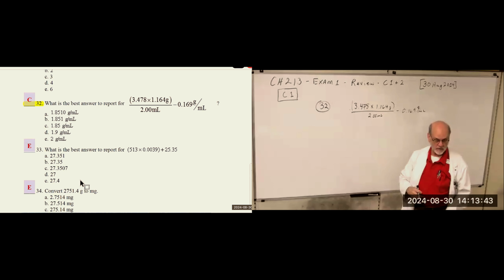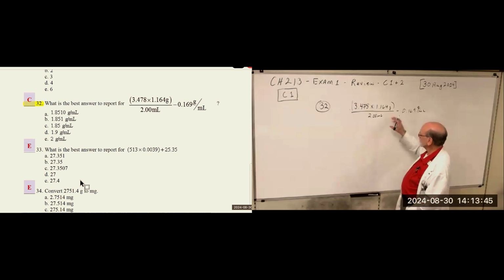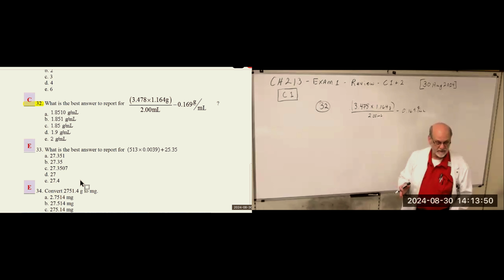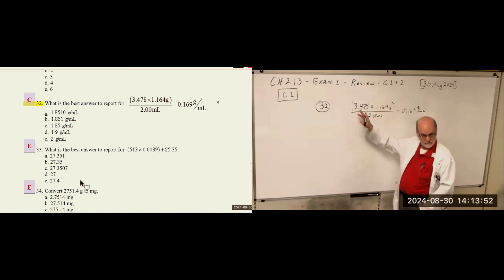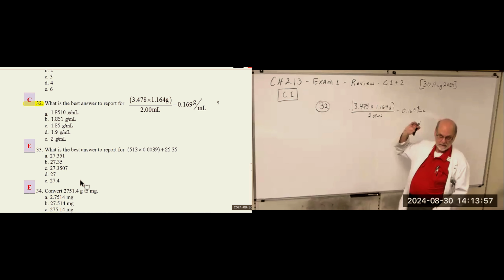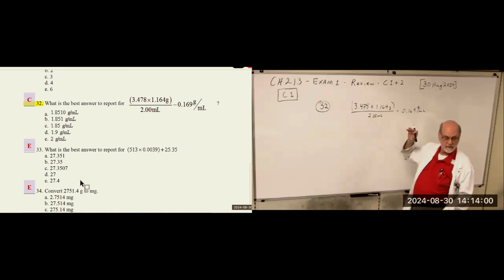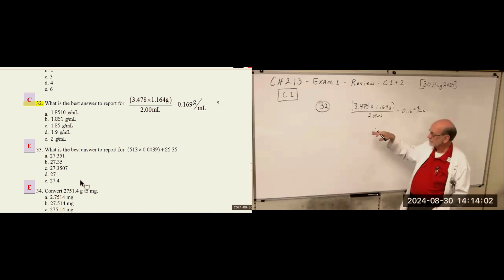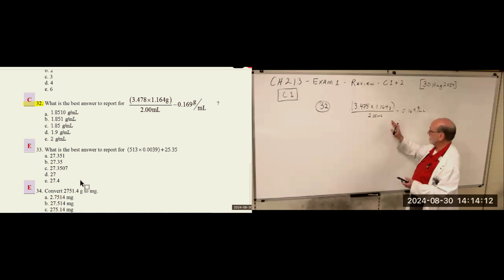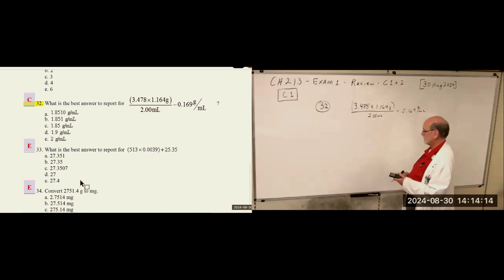PEMDAS says parentheses first. So we do these first and divide by this one. And as far as the calculation goes, you can do them all together. Right. Parentheses, exponents. We don't have any exponents. Multiply, divide. So we can do these and those together. And the answer, we can't move over here yet because we have to get this operation done. It's two sets of rules.